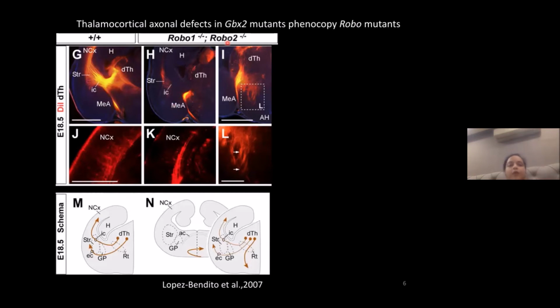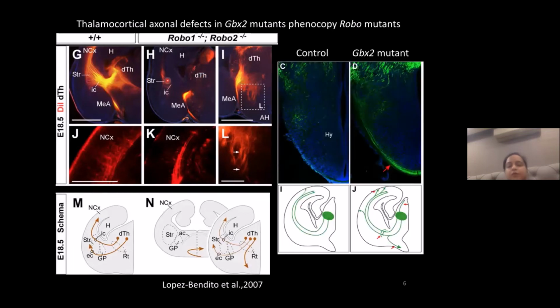However, in the ROBO1, ROBO2 double mutant, what they saw was that the dorsal thalamic bunch of axons were no longer, or very few in number, going to the neocortex. And so therefore you see a reduction in the intensity of the DTH labeled fibers. Instead, ventrally, a lot of these thalamic axons proceeded ventrally. This phenotype, as you can see in the schematic of the ROBO1, ROBO2 mutant as compared to the GBX2 mutant, was somewhat similar. That is, many of these aberrant thalamic axons projected ventrally to the hypothalamus.